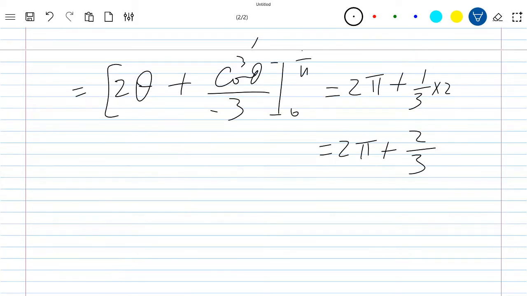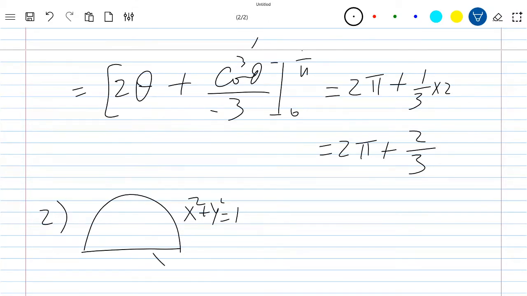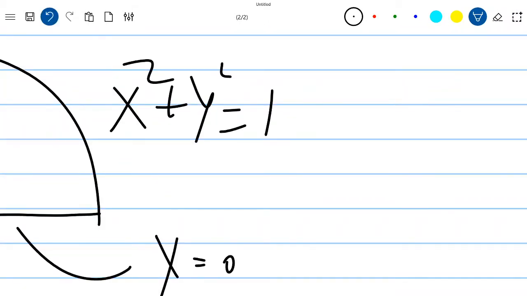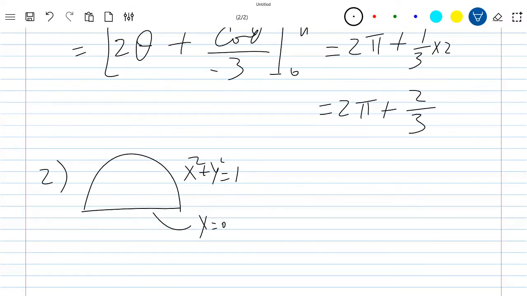And let's see another example. Suppose you have a frame, a wire of a semicircle, and this is just the axis, y equals 0. And let's find the centroid of this frame. This is made of wire, so there's no interior. So it's not a disk, and not a half disk. So how do we find the centroid?